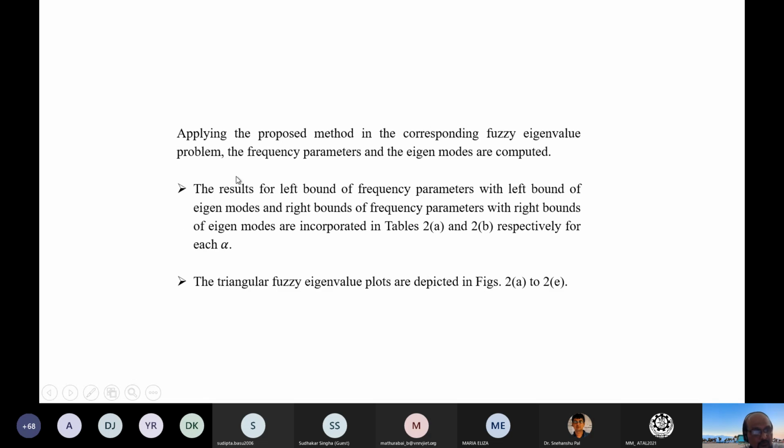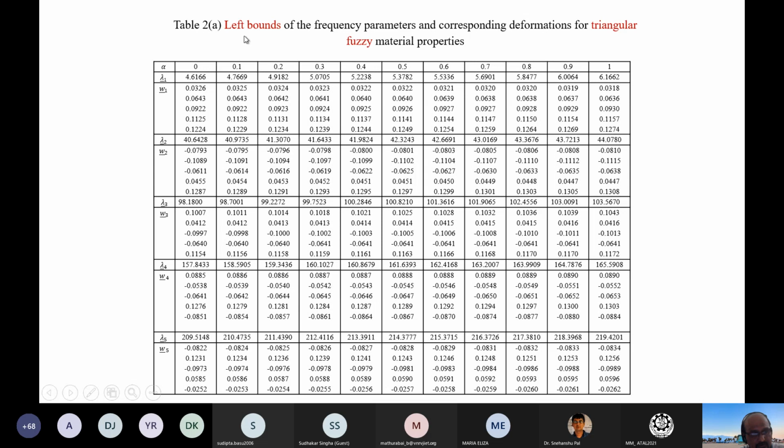So applying the proposed method that we have already shown, these are the left bounds for the triangular fuzzy material properties. You see, if I change alpha from 0 to 1, these are lambda 1 lower alpha, second row, and corresponding to lower lambda 1 these are the eigenvectors, W1 lower. Similarly, the next is lambda 2 lower. So these are the lower values in this table, that means the left side. Similarly, we have the 5 eigenvalues lower and the corresponding 5 eigenvectors, depending upon whatever alpha values there are.